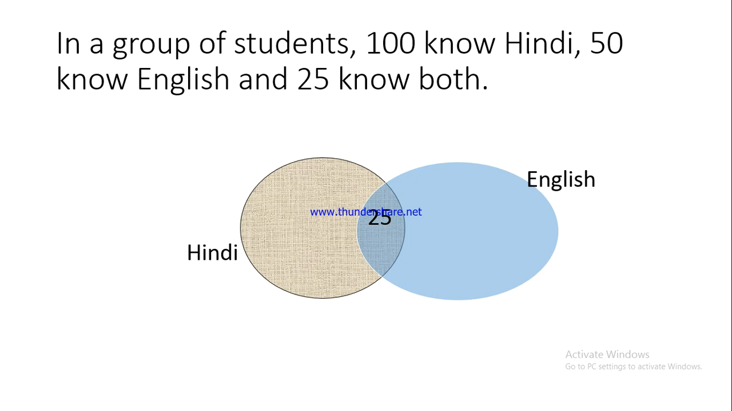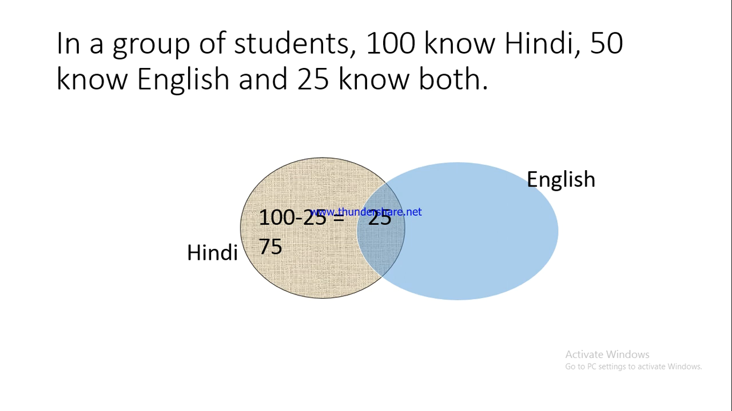Now let me shift back my focus to how many know Hindi. The circle which is being denoted by the brownish gray color basically denotes the number of students who know Hindi, and the total value of this circle should be 100, because 100 students know Hindi. But I know already that the overlapping area has a value of 25, which means the remaining gray portion should have a value of 100 minus 25 is equal to 75, right?